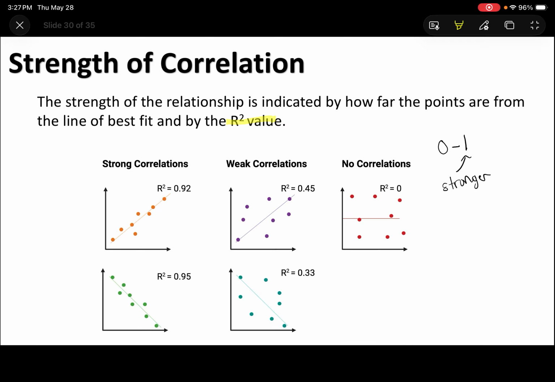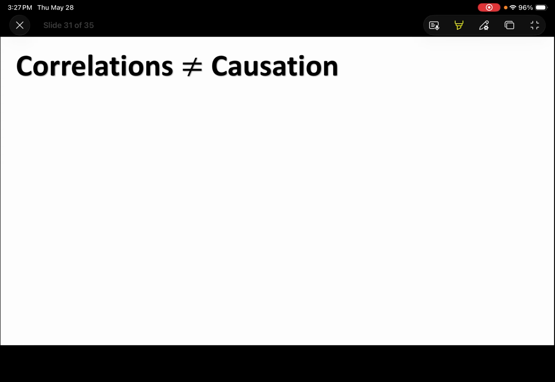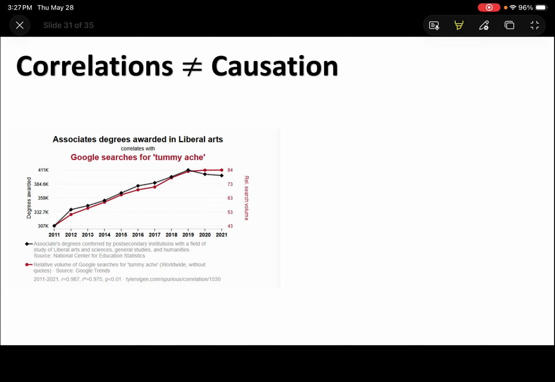Now it's really, really important when you're thinking about correlation that you recognize that correlation does not equal causation. Just because two variables have a relationship with each other does not mean that they are causing and affecting each other. So I would like to bring up two funny examples here. For example, this is looking at the relationship between associate's degrees, a 2-year degree awarded in a liberal arts school like Washburn, and Google searches for tummy ache. Just based on this graph, you can see that these are two positively correlated relationships.